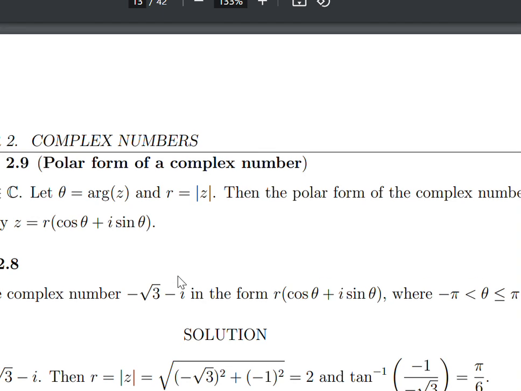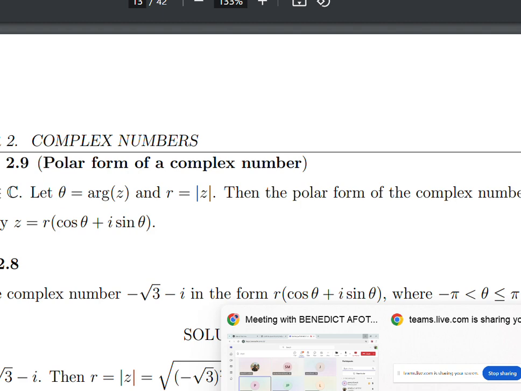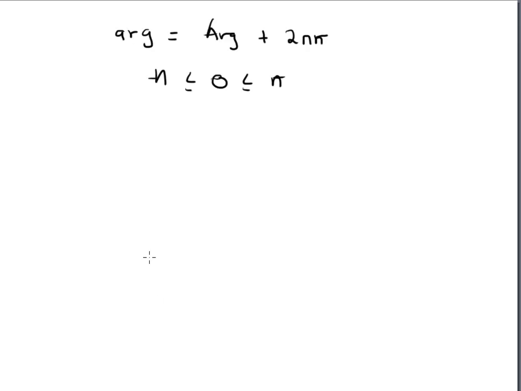Okay. And the reason why they did that is because there's actually a formula for what they did, and the formula was being followed in that situation. But I want to teach you how to get the principal arguments from a theoretical point of view. Okay. So let's go. We were given negative root 3 minus i, and we have to find the principal argument from this.